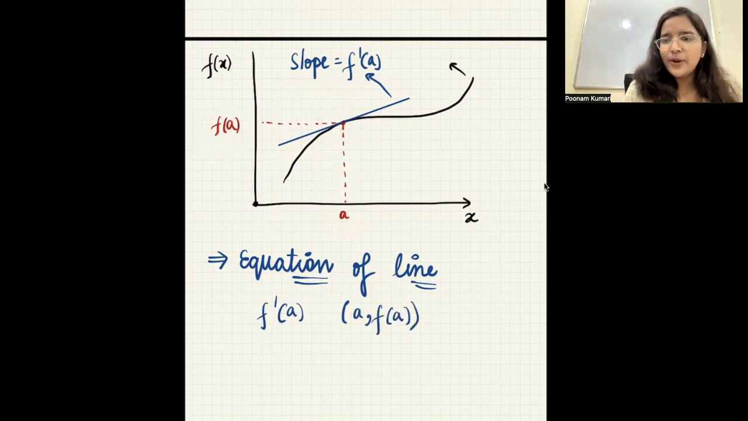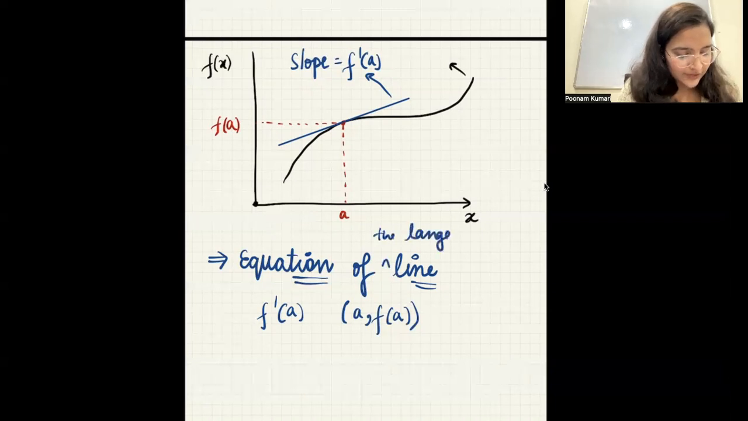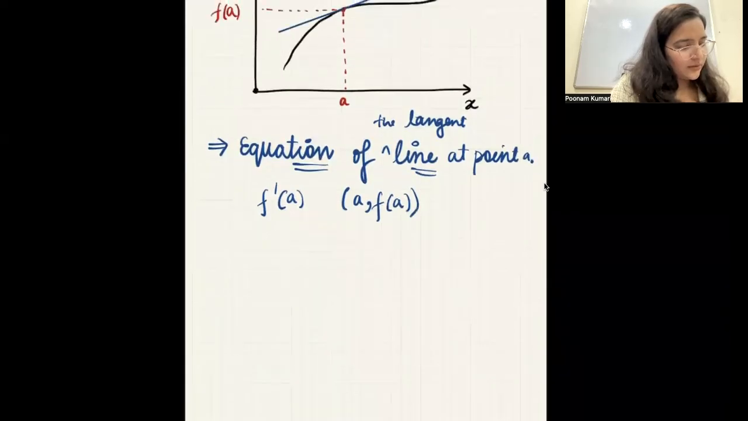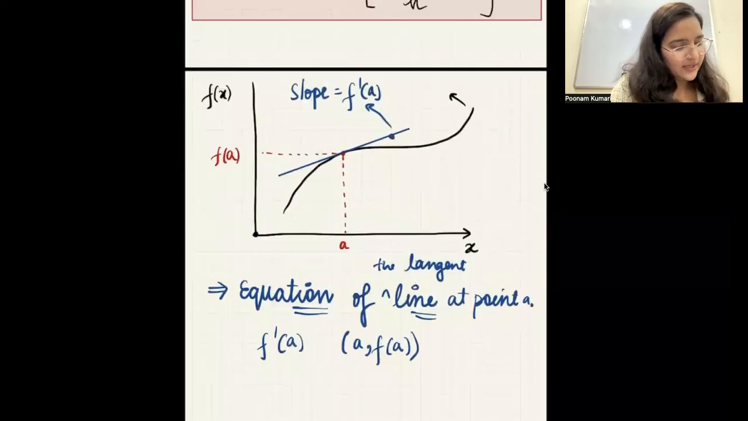So I have a passing point on this line. I know the slope also. So can I figure out what is the equation of the tangent line? The tangent line which passes through, tangent line at point A. So what is that going to be? So what is the general equation of this particular line? Let's say any general point on this line is y comma x, okay?